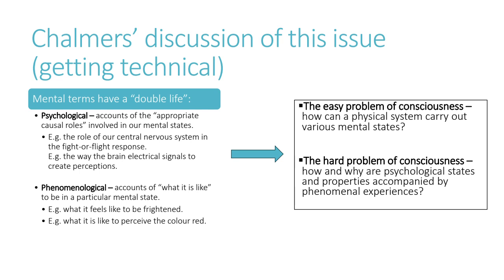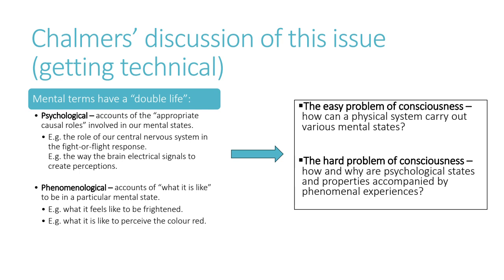Now, he then says, but there's another way in which I can talk about a mental state. I could talk about, for example, the phenomenological account of what that thing is like. And he just says, well, the phenomenological side of this is the what it is like to be in a particular mental state. It's like the subjective feeling of being in that mental state. So, for example, while my central nervous system might be doing something during the fight or flight response, there is also what it feels like to have my central nervous system doing that. That is the feeling of being frightened.